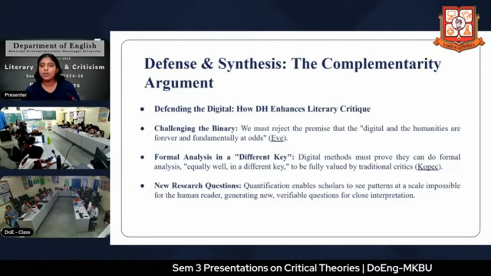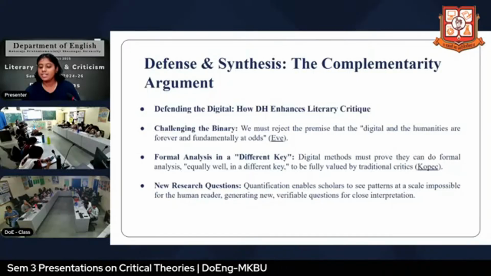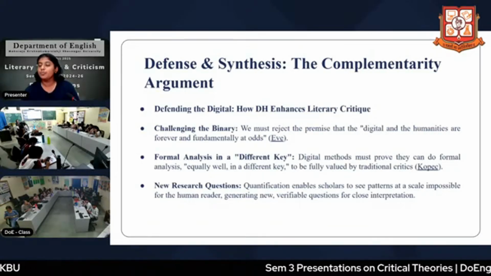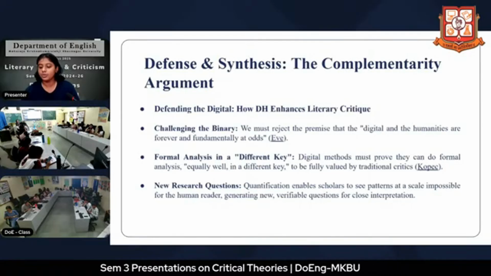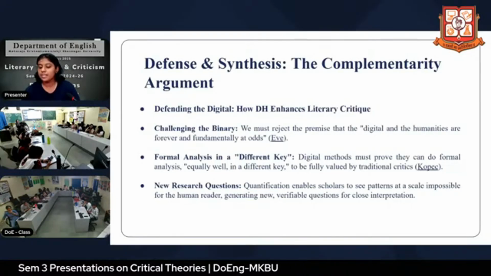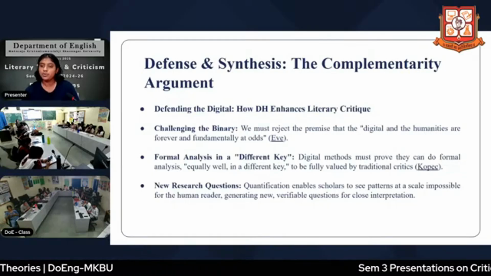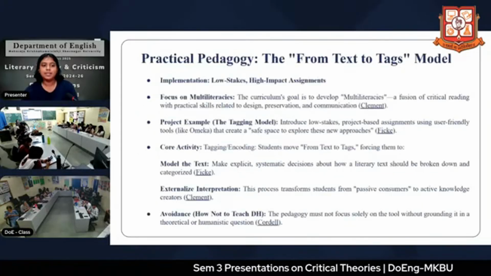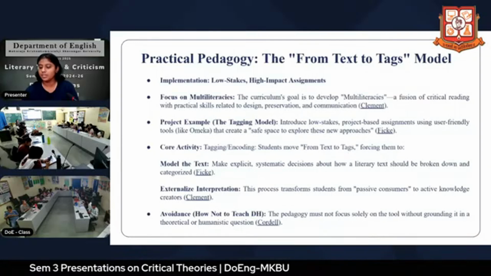So the power of digital humanities is its scale. Quantification allows us to see patterns and trends in language, style, or genre that are impossible for a single human reader to notice. This micro view then generates entirely new, verifiable questions for subsequent close reading. Then practical pedagogy, the text to text model.